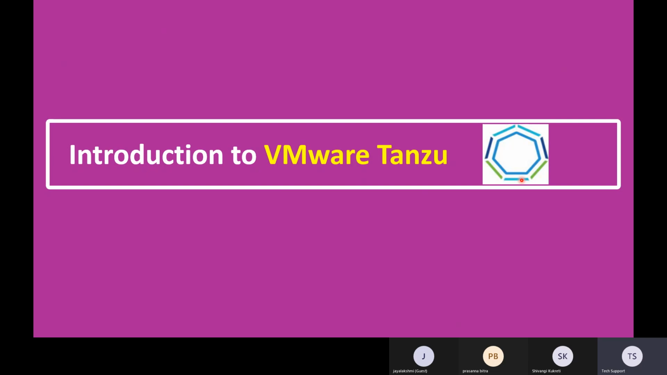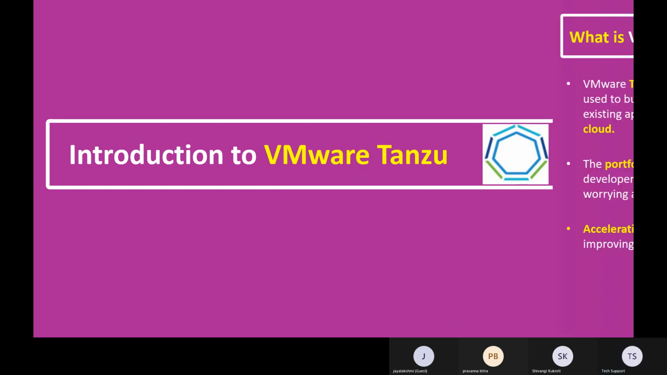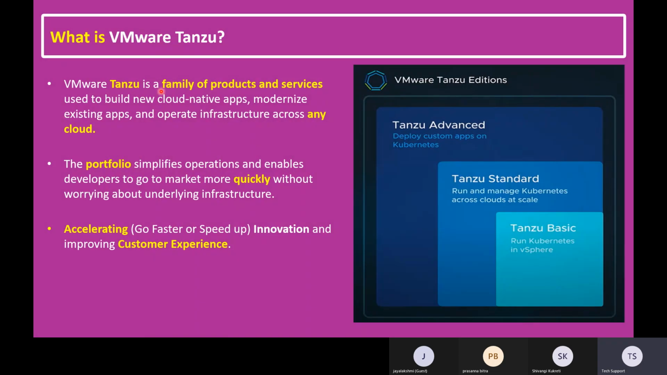Let's talk about what VMware Tanzu is. VMware Tanzu is a family of products and services used to build new cloud native applications, modernize existing apps, and operate infrastructure across any cloud. This is the key point. Tanzu is supported on on-premises, private cloud, and public cloud. The portfolio, meaning a collection of products, simplifies operations and enables developers to go to market more quickly.